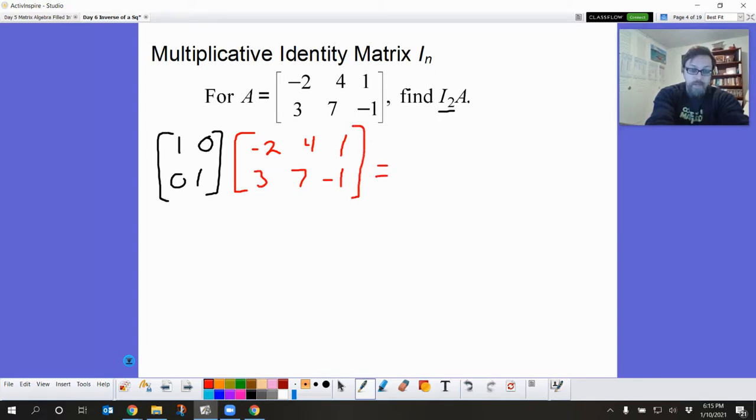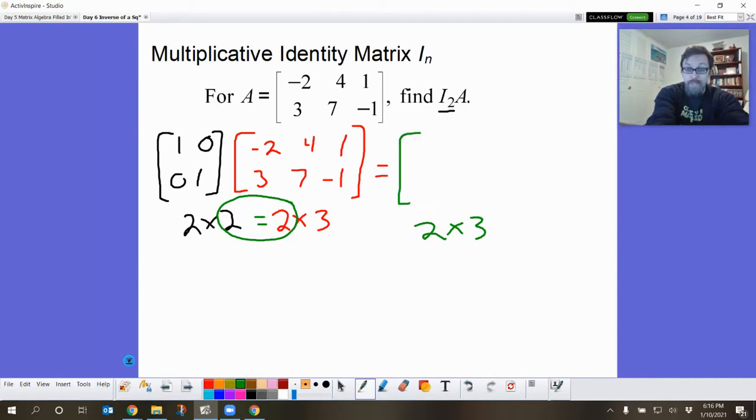So let's find out. I have over here a 2 by 2, and then this one is a 2 by 3. So my resulting matrix, these are the same, so I can multiply. My resulting matrix should be 2 by 3. So that's starting to look good, that it's not going to change. All right, so I need to do the first row times the first column to find that first spot.